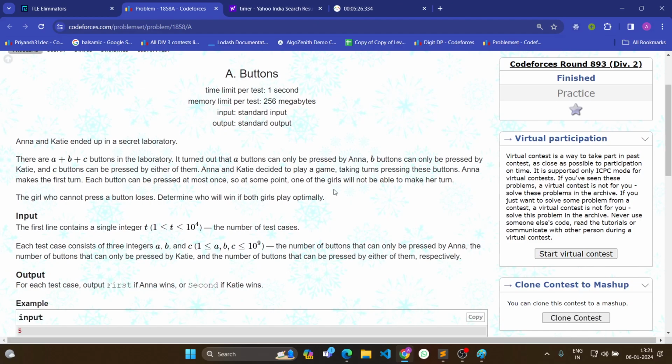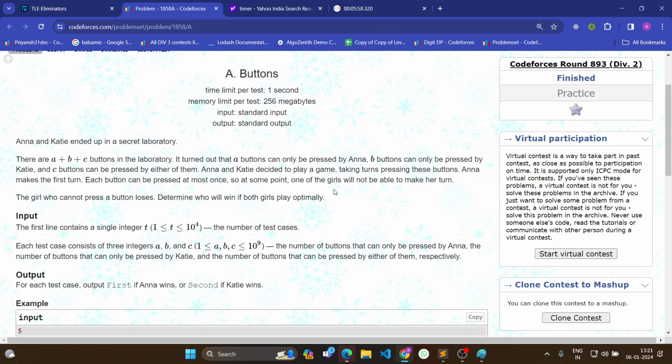So Anna and Katie ended up in a secret laboratory, and there are A plus B plus C buttons in the laboratory. A buttons can only be pressed by Anna, B can only be pressed by Katie, and C can only be pressed by either of them. Anna and Katie decided to play a game, taking turns pressing these buttons. Anna makes the first turn. Each button can be pressed at most once. So at some point, one of the girls will not be able to make a turn. The girl who cannot press a button loses. Determine who will win if both girls play optimally.